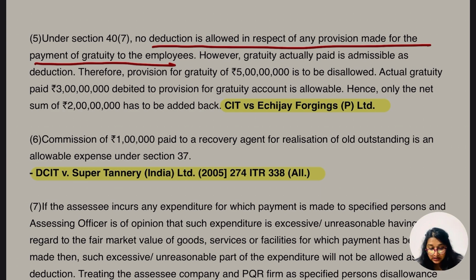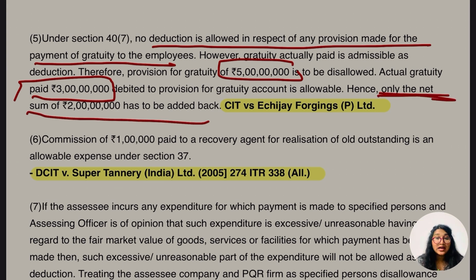However, gratuity actually paid is admissible as deduction. Therefore, provision for the gratuity of 5 crore is to be disallowed. Actual gratuity paid 3 crore debited to the provision of the gratuity account is allowable. In that case, only the net sum of 2 crore is to be added back. This is not going to be allowable. Okay, yes, allowable as a deduction.